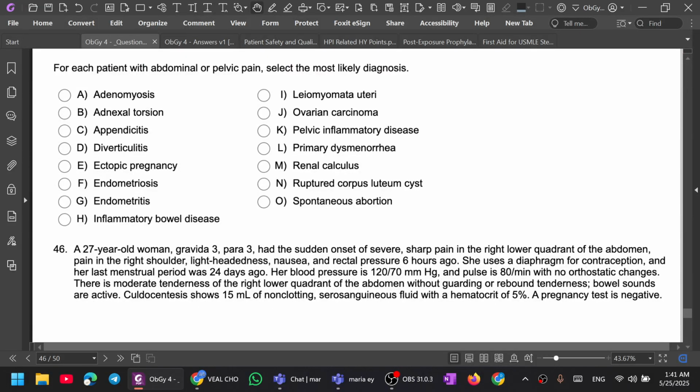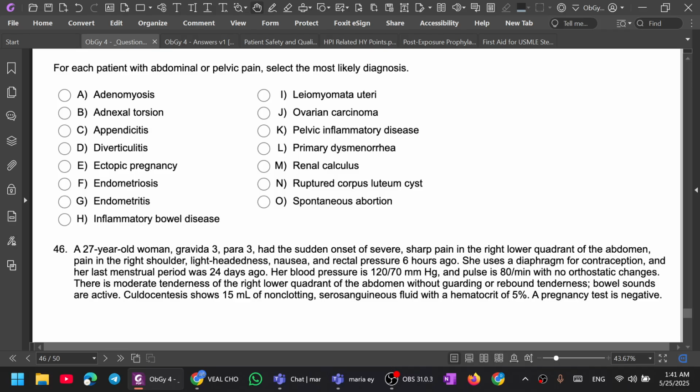A 27-year-old woman, gravida 3 para 3, had sudden onset of severe sharp pain in the right lower quadrant of the abdomen, pain in the right shoulder, lightheadedness, nausea, and rectal pressure 6 hours ago. She uses a diaphragm for contraception, and her last menstrual period was 24 days ago.